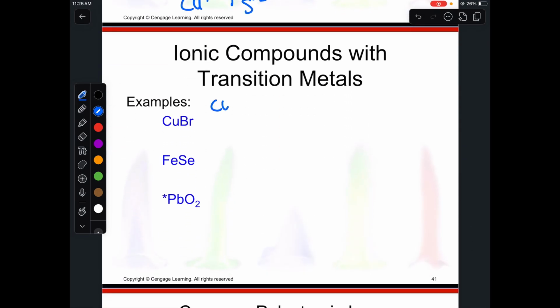So let's go ahead and do this. So Cu and Br, I'm going to go ahead and separate that. A Cu and a Br. Br is always -1, and therefore Cu would be +1 because no charges were brought down. So that is copper 1 bromide.